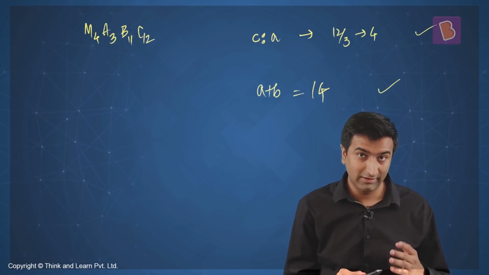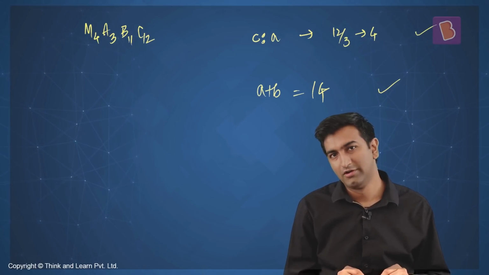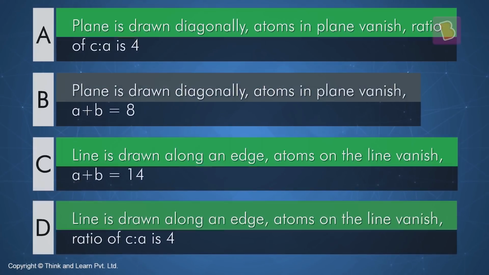So these are the correct options. We have 3 correct answers, and one of them is not correct. The A plus B for the first one was incorrect. The rest of the 3 are good to go. There you go. Multiple correct answers, and they are on your screen right now.